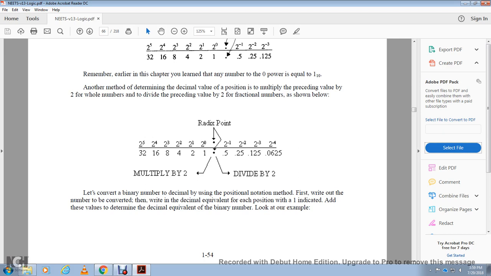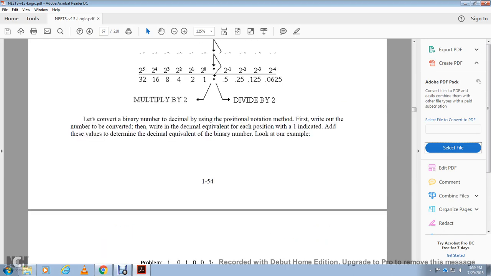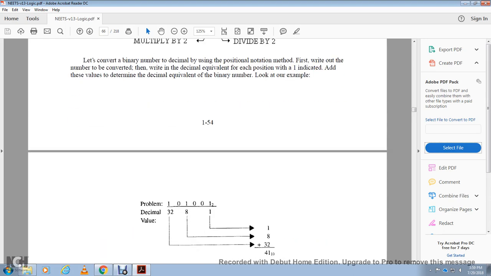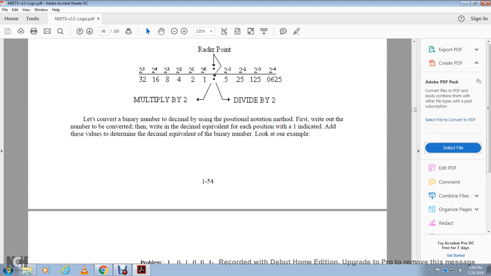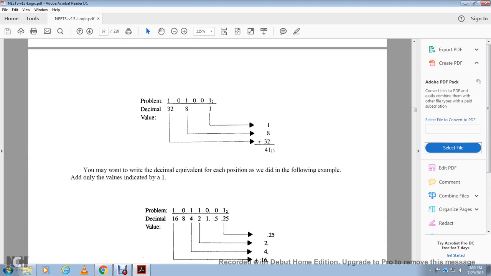Let's convert a binary number to decimal using the positional notation method. Write out the number to be converted, write the decimal equivalent of each position with a 1 under it, and add these values to determine the decimal equivalent of the binary number. Look at the example. 1 would be 32, 0 would be 8, so we have 6 digits, 1, 2, 3, 4, 5, 6. The first is 32, the middle would be 8, then the last would be 1, so you'd have 1 plus 8 plus 32, 41 in decimal.